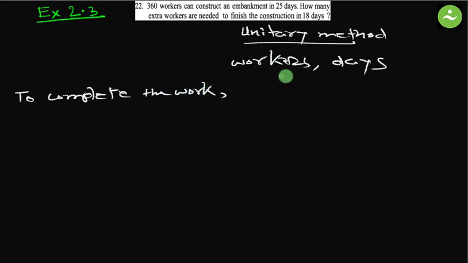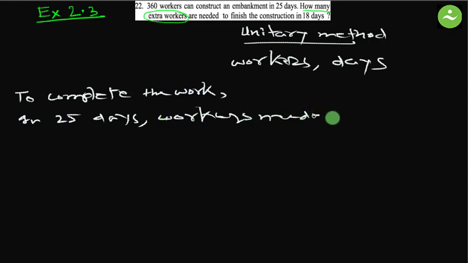Now the question is, what will be on the right, workers or days? How many extra workers? So workers will go on the right, days will come on the left. To complete the work in 25 days, workers needed, how many? 360.